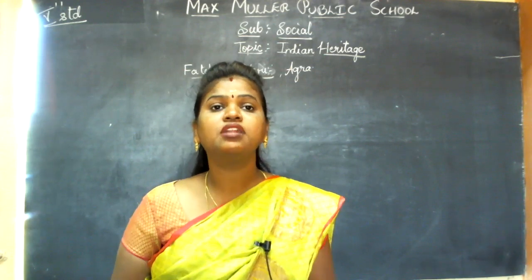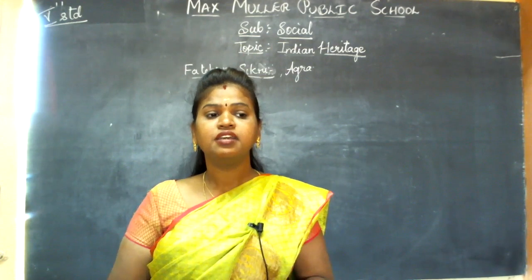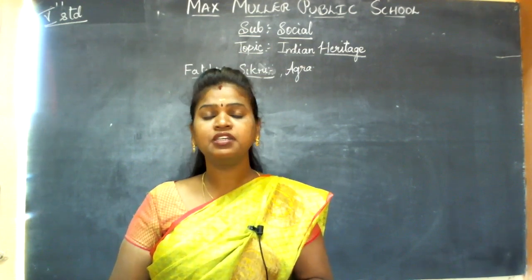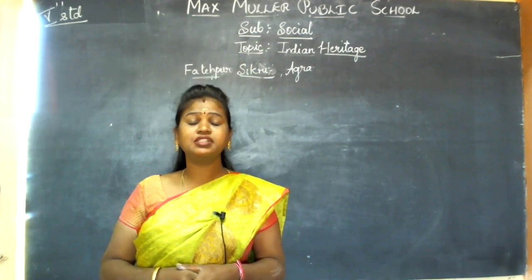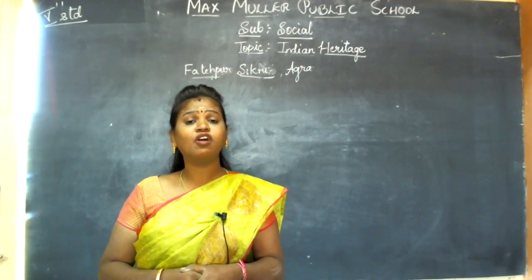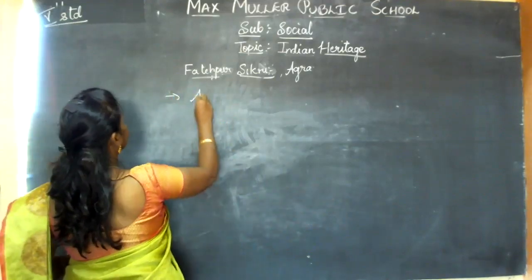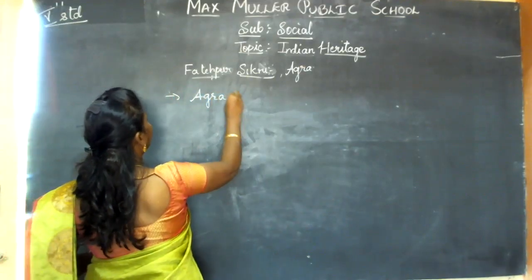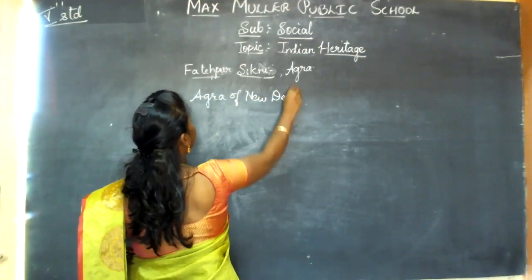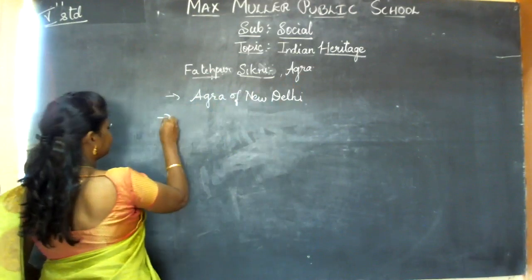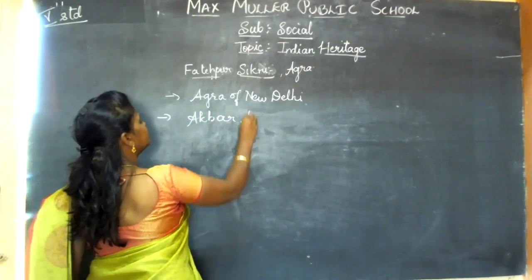So the next monument which we are going to learn in this lesson is Fatehpur Sikri. And where is this Fatehpur Sikri situated? It is situated again in Agra of New Delhi. So where is it located? It is located in Agra of New Delhi. And who built this Fatehpur Sikri? It was built by Akbar the Great.